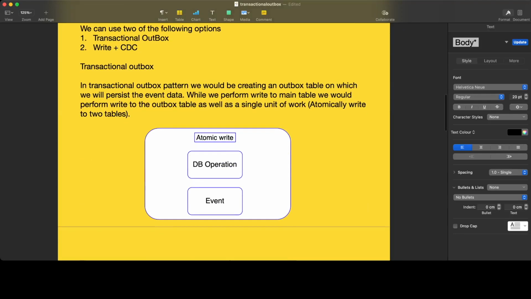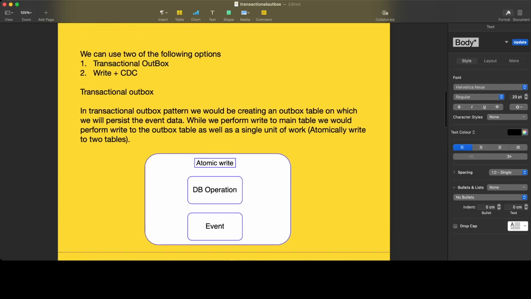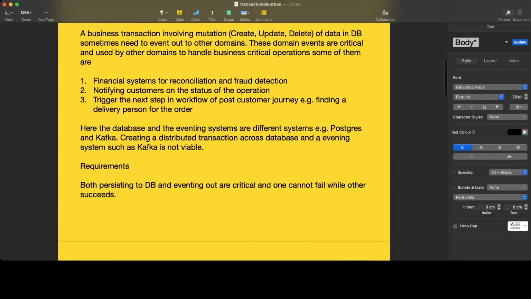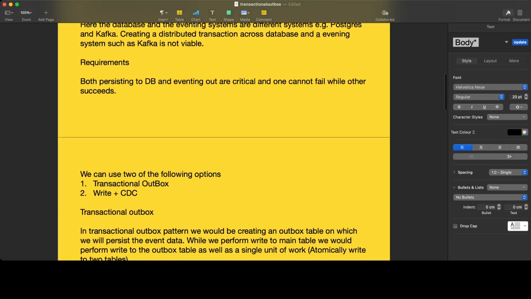We should look into these two as one unit of work. Let's take this diagram. If we take the bigger box, the DB operation and the eventing out have to happen holistically or fail holistically, because any partial write without notifying the system would have a critical impact on the business. So we need to make both of them happen together or not happen. That is the problem statement that we are looking into. Both persisting to the DB and eventing out are critical, and one cannot fail while the other succeeds.